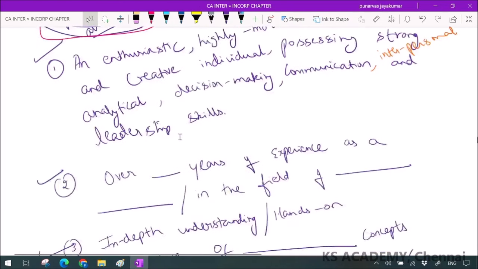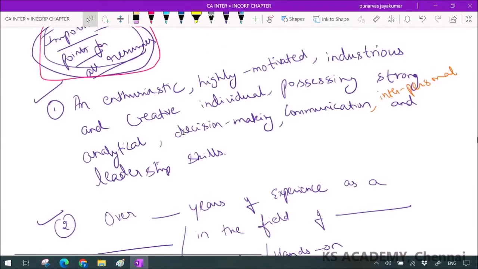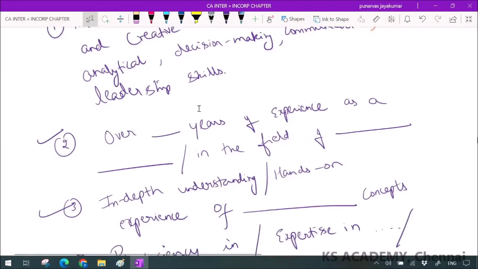Point number 2. Over dash years of experience as a dash, or you can say in the field of dash. Now it depends on the question they have asked. I'll tell you where it will come in the resume tomorrow. That's not a problem.